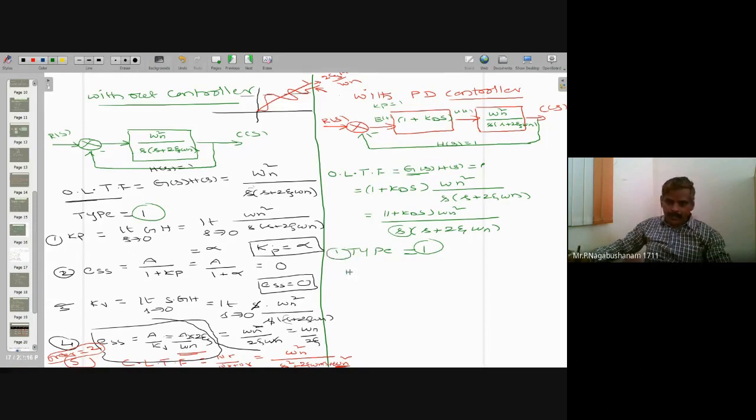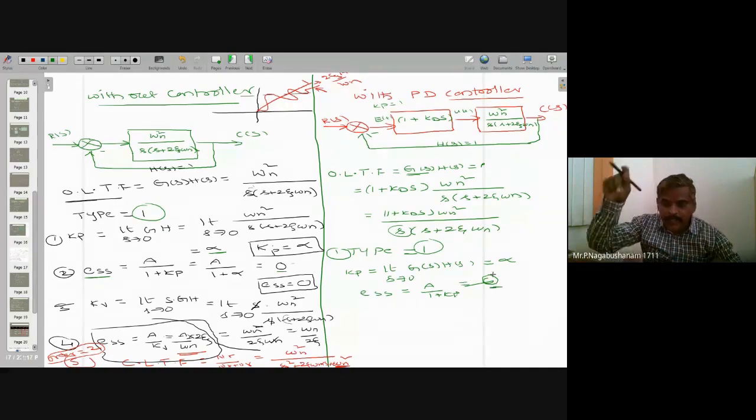Next, I'm going to find Kp for this one with the PD controller. Limit s tends to 0 of G of s, H of s. If you put limit s tends to 0, this is 1 plus 0 into omega n square divided by 0. Something divided by 0 means infinity. So here also I got infinity for Kp. There is no change. So the error is A by 1 plus Kp, which equals 0. Steady state error is 0, that means there is no change in the steady state response.